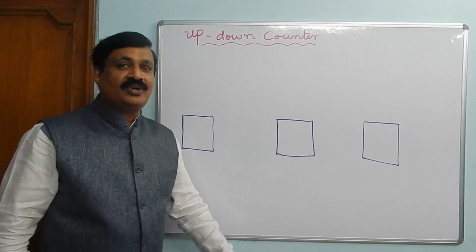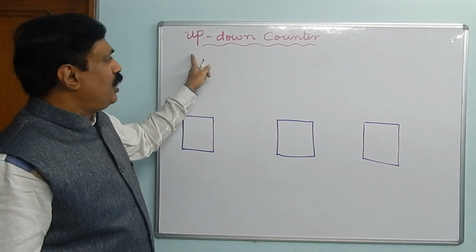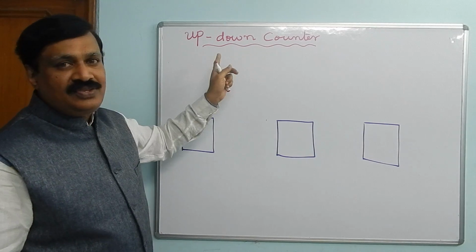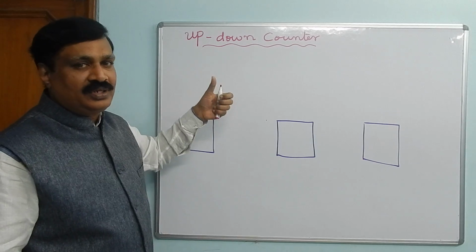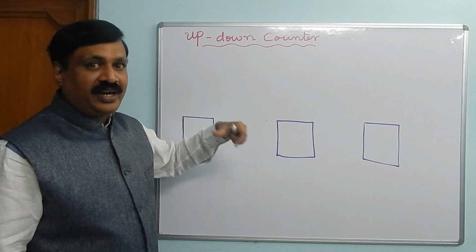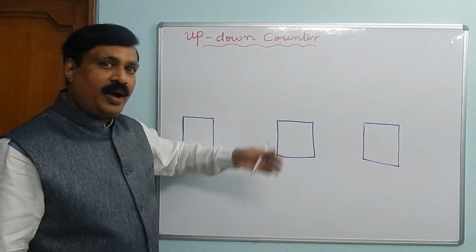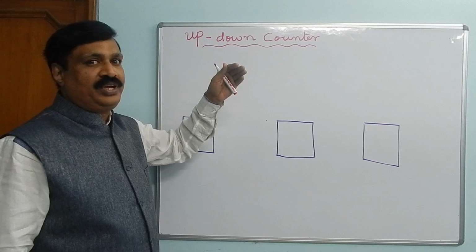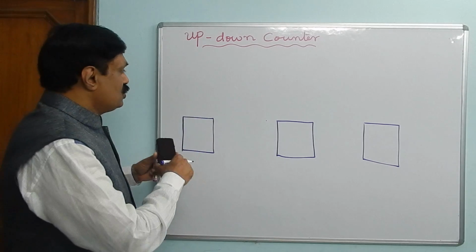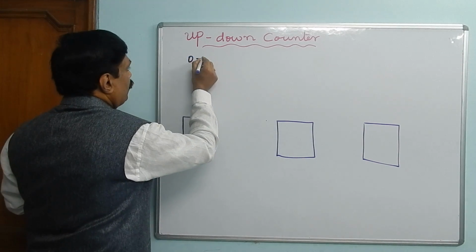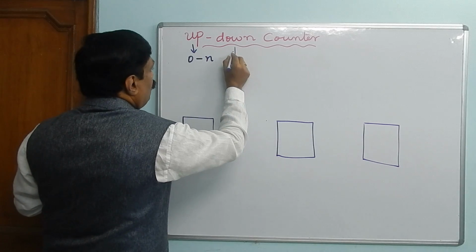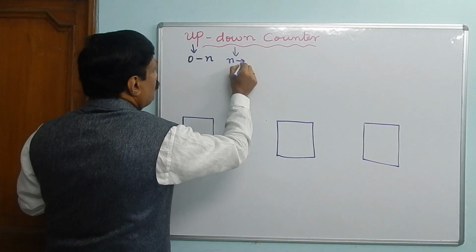Good morning. Today we are going to study the up-down counter. In previous classes we have seen the up counter and the down counter. Today this counter can be used for upward, that is ascending order counting, as well as descending order counting. Up counter means 0 to n. Down counter means n to 0.